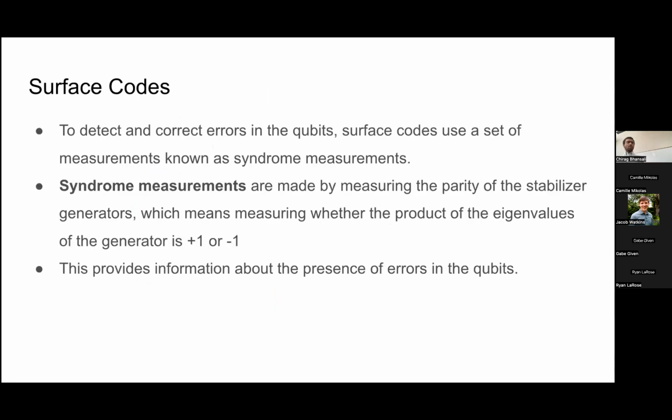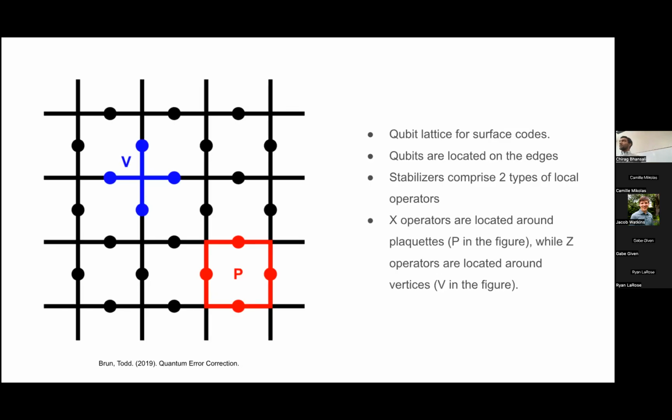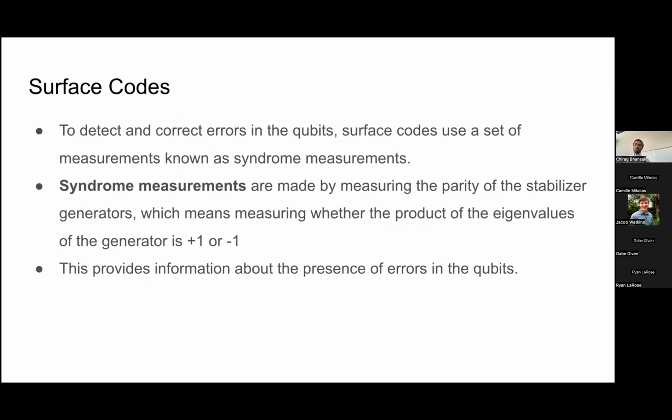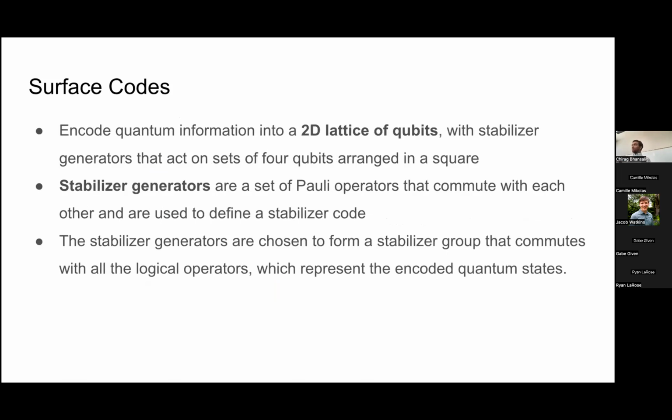So there's two different things, or no, what do you mean? So here you call this syndrome measurement. Yeah. On the other slide, you say they're stabilized. You measure the stabilizer. So syndrome measurement is what? Stabilizer codes are a group.